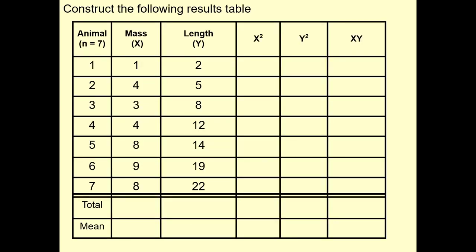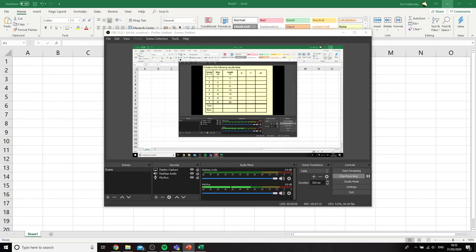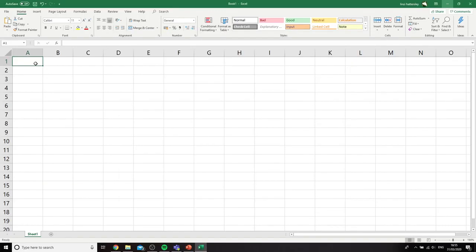Moving on. So construct the following results table. So animal, and that's n equals 7. So we have 7 animals that have been measured. Mass is going to be our x. Length is going to be the y.